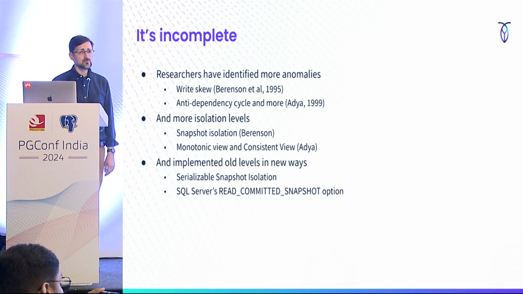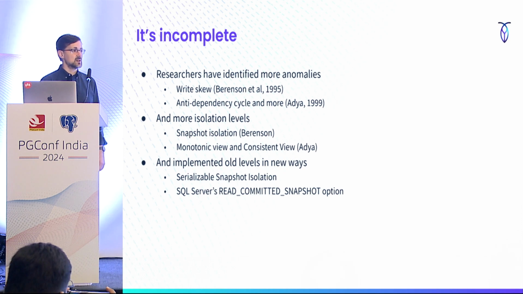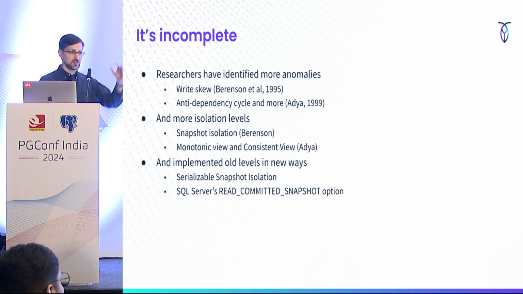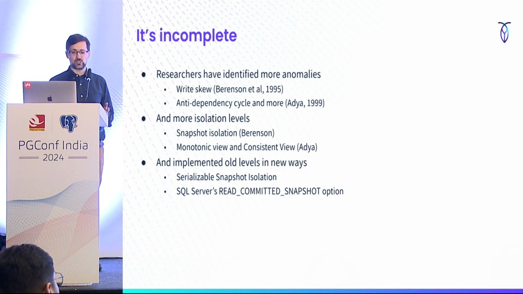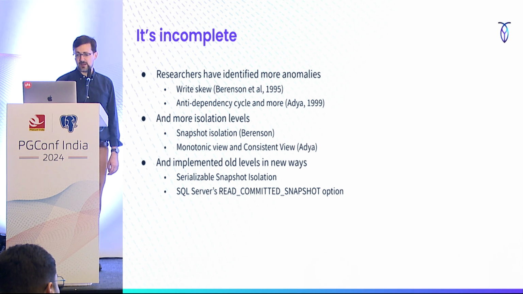And along with these discoveries of new anomalies, if you just add more columns to the matrix that I just showed you, you're going to need more rows to go with it. You're going to need more isolation levels. And so that leads to snapshot isolation, which is an isolation level that emerges from certain ways of implementing a database, or a monotonic view and consistent view, which were identified by Adya.